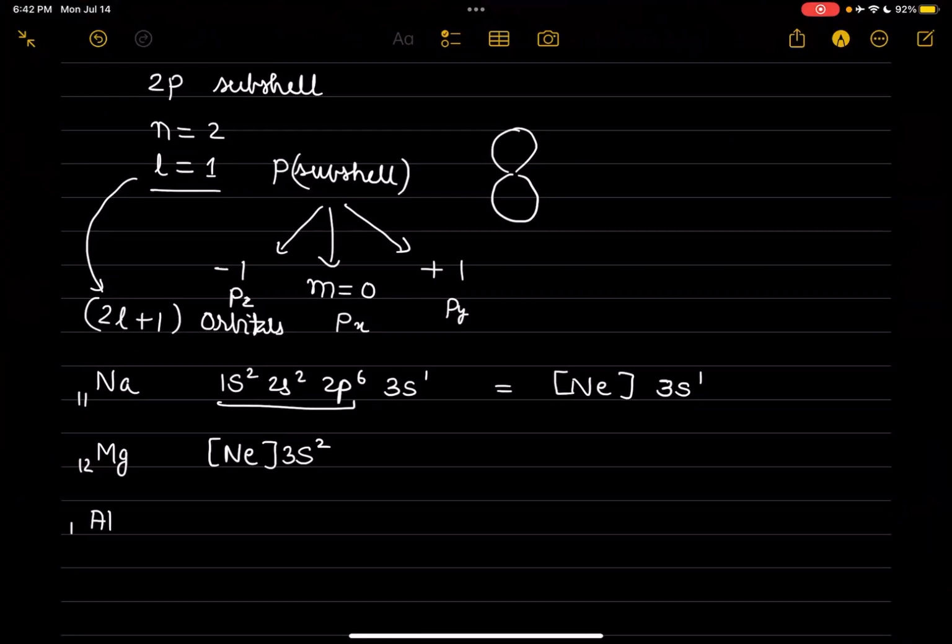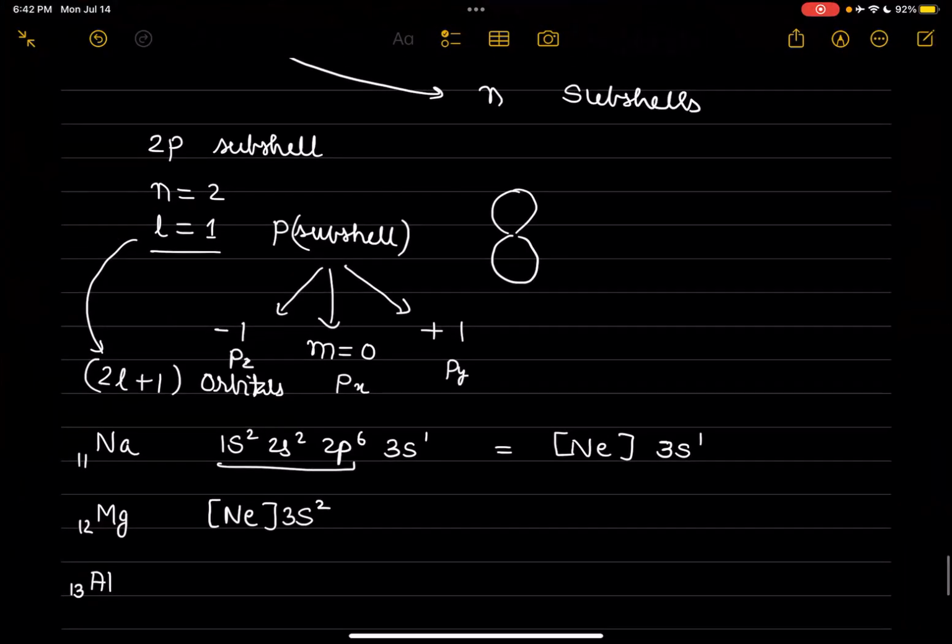Whatever important thing you would like to take a screenshot of, you can take it. You can just ask me, so that you can quickly revise.